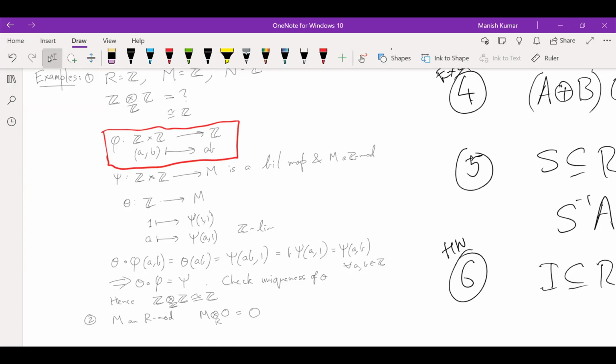So you have to check that theta composed with phi of AB is the same as C of AB. Theta composed with phi of AB is theta of A times B, which is C of AB, which is B times C of A comma 1, because C is linear in the first variable. So you can pull out a B. But C is also linear in the second variable, so you can push it to the other side, and you get C of AB. So that tells you this. And then you can also check that theta is unique.